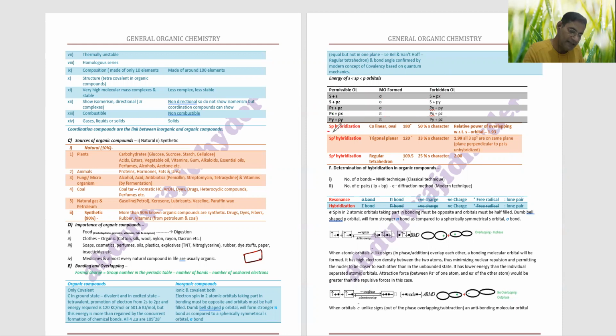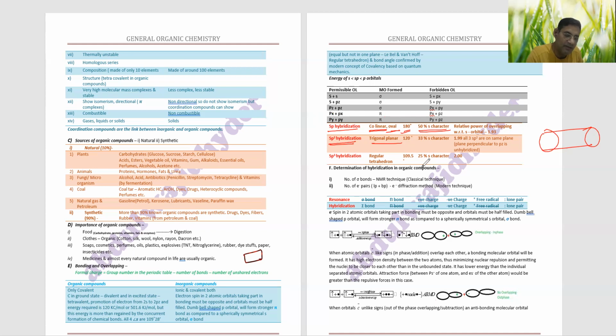See, in sp hybridization, the shape will be collinear, that will be oval. We can say oval, it will be like this, oval shaped, collinear. And the bond angle will be 180 degrees, and percentage s character will be 50. And the relative power of overlapping with reference to the s orbital will be 1.93.